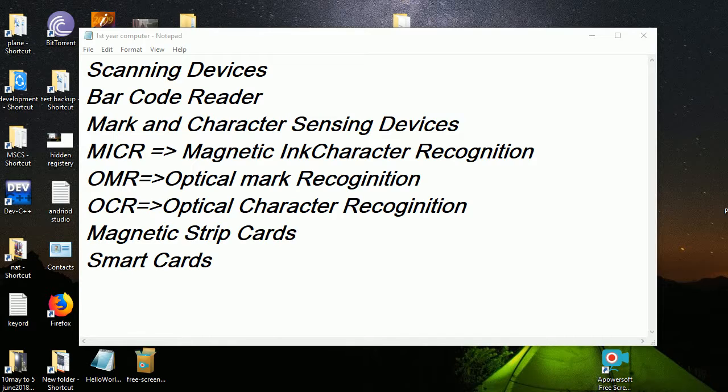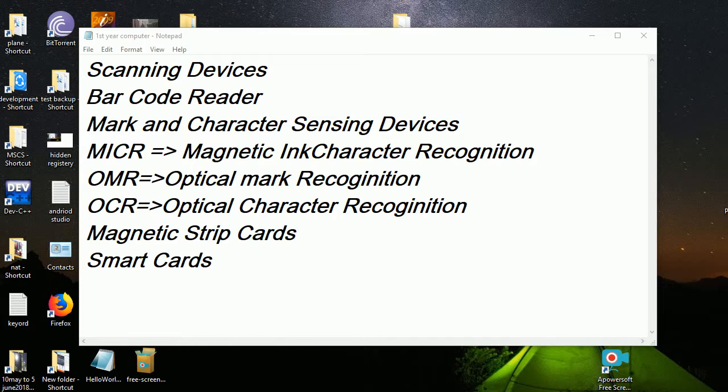Our next device is OCR, optical character recognition. This device also uses a light beam for reading data from a product, or it may be from something else, but mostly from the product. The characters are written on the product in some special formats. Maybe you have seen that price tags are also pasted on some products, and from these price tags OCR is used to read data. It uses a light beam for reading.